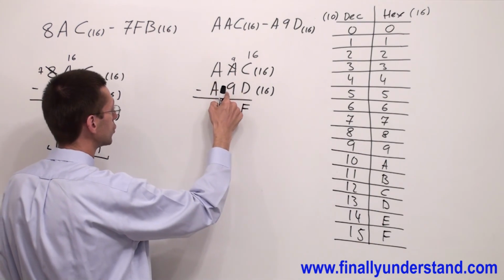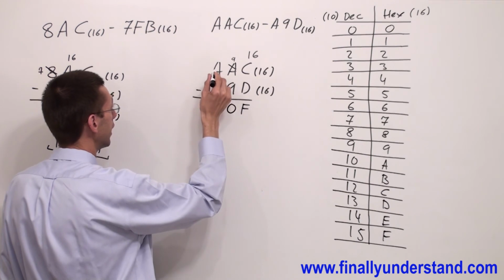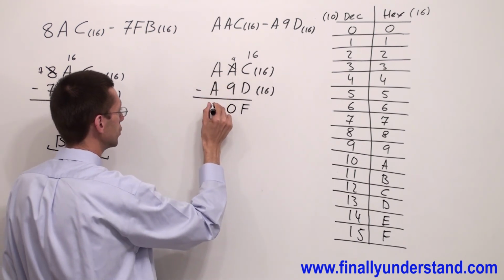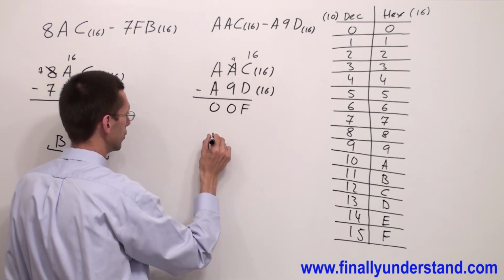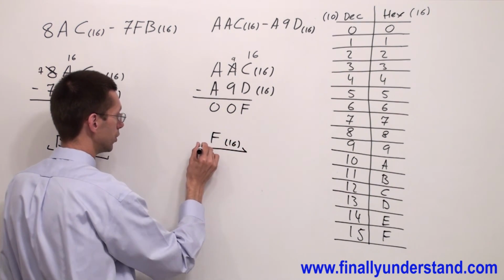9 minus 9 is 0. A minus A is 0. So F is the solution to my problem.